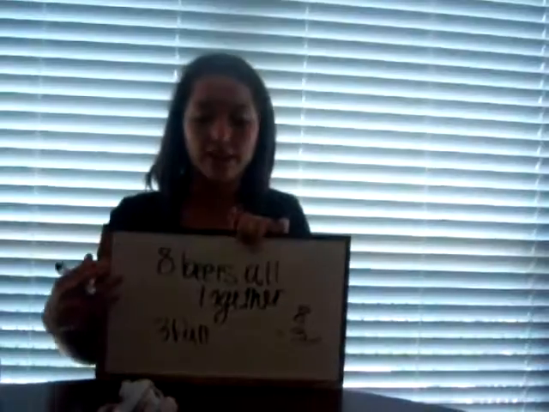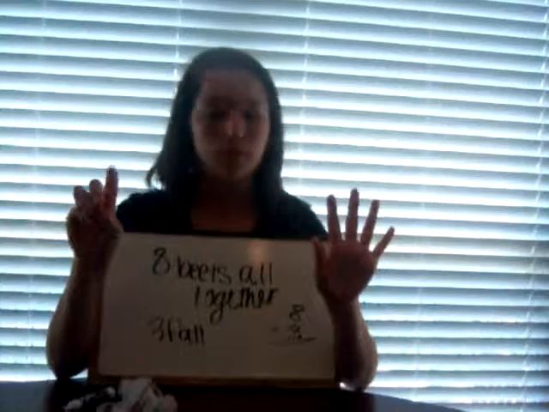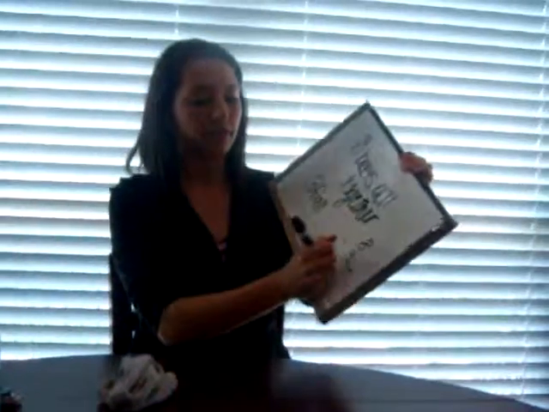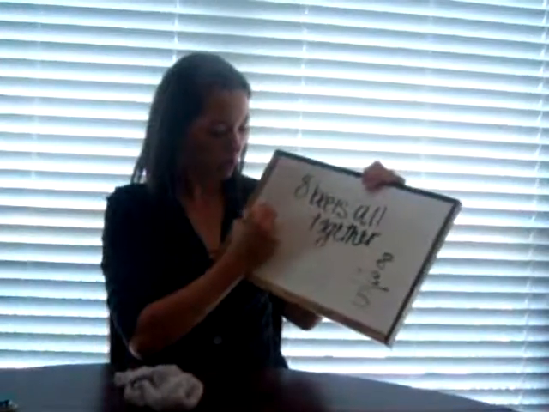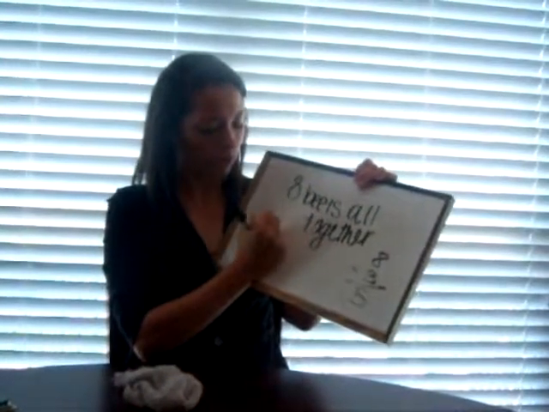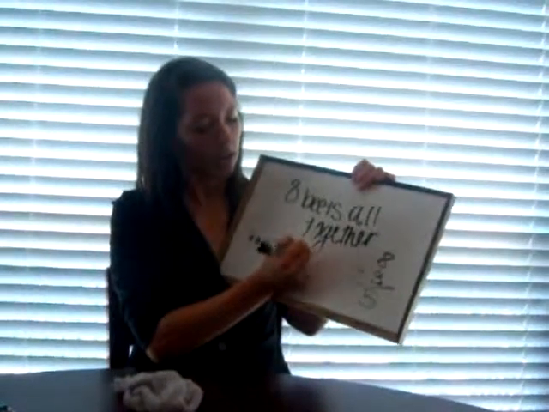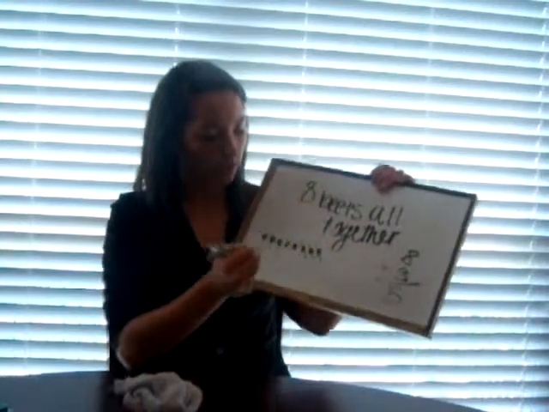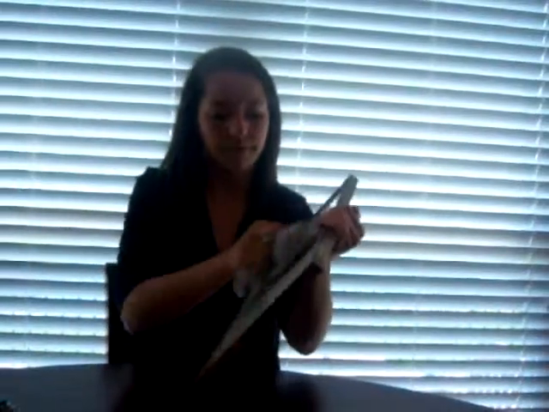You can hold it up with your hands again. You can go, okay, 8 take away 3. 1, 2, 3. Left with 5. Or if you need the visual again, you can write 1, 2, 3, 4, 5, 6, 7, 8, and you can take away 3. 1, 2, 3. You can take 3 away and then have them count that.